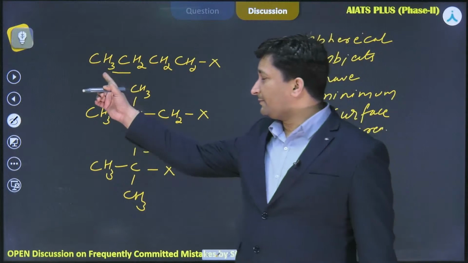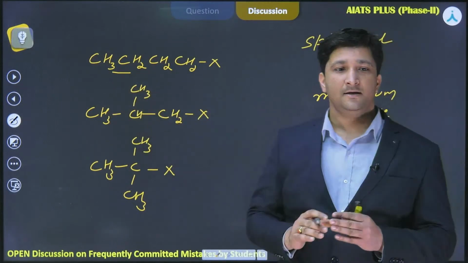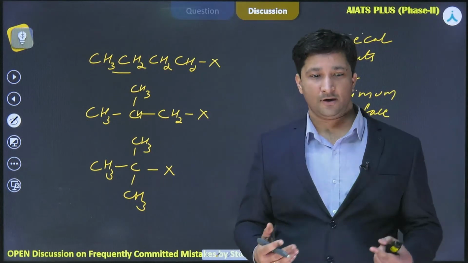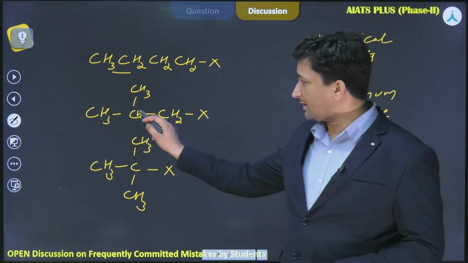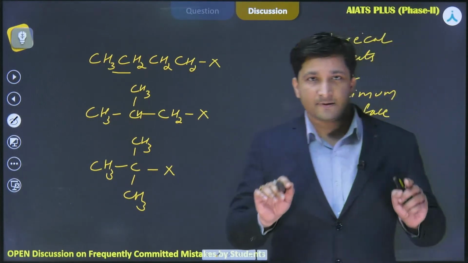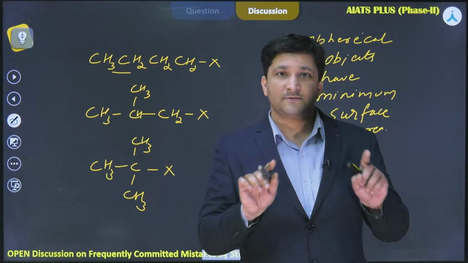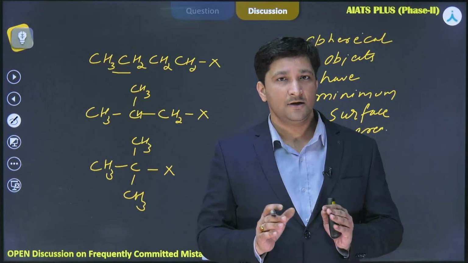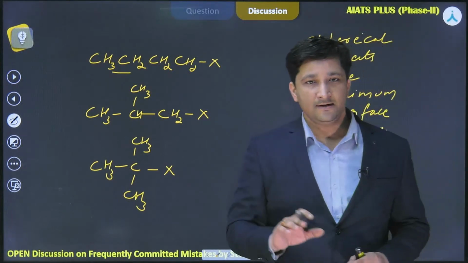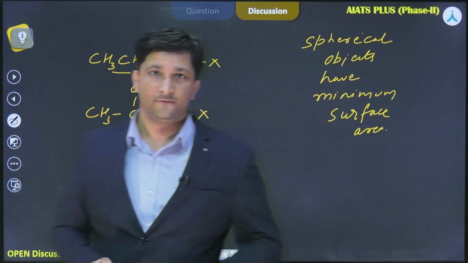So you can see if the molecule is linear, then it is not spherical. So it will have more area of contact. Now, if the branches are increasing, the molecule is becoming spherical. And if it is becoming more spherical, then the exposed surface area will start decreasing. And due to this, van der Waals force of attraction will decrease. Is this clear to all of you?